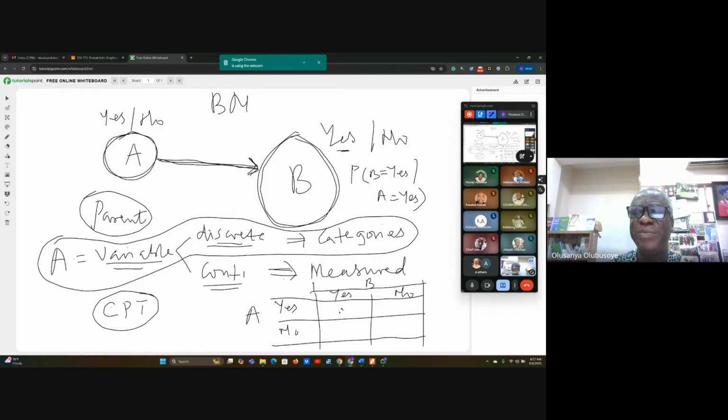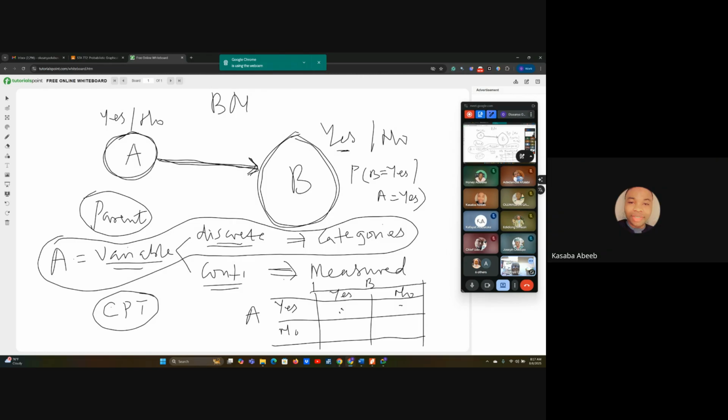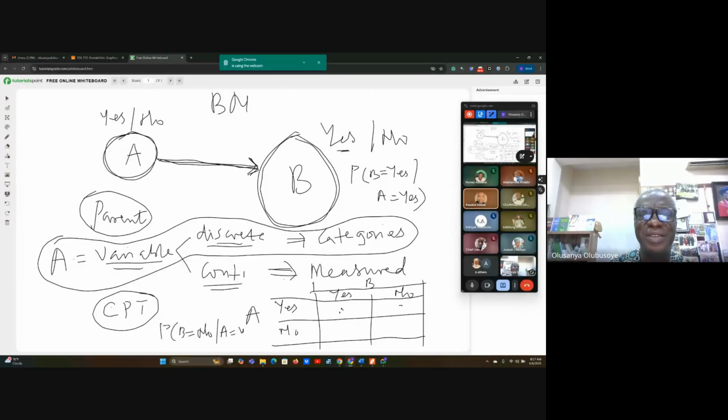Cassava, what will be the probability that I will write here? So that would be probability of B equal to no, given that A equal to yes. Excellent. Please, let's clap for him. Cassava is the only brilliant person today. So, who is going to tell me the probability that will be here?